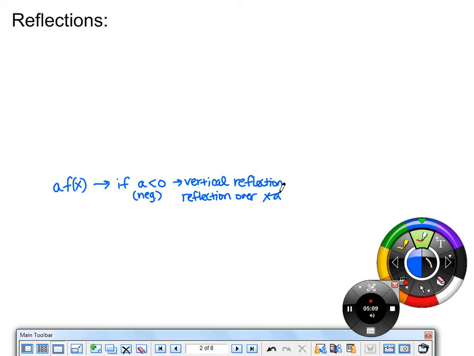And you can refer to it either way as well. Okay? But anything that's going from above to below or from up to down is vertical, because a negative is out here in front of the function in that A spot. Okay? Is this okay with everybody?